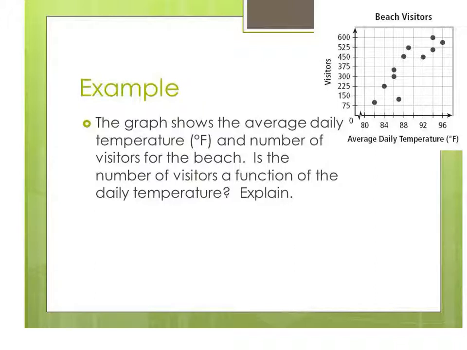So here we have a graph of beachgoers. We have a temperature and the number of visitors. And it says, is this a function? So I can just look and go, well, look right here. Is that a function? No. Okay, and then it says explain. Well, probably the easiest explanation would be, let's do: doesn't pass vertical line test.